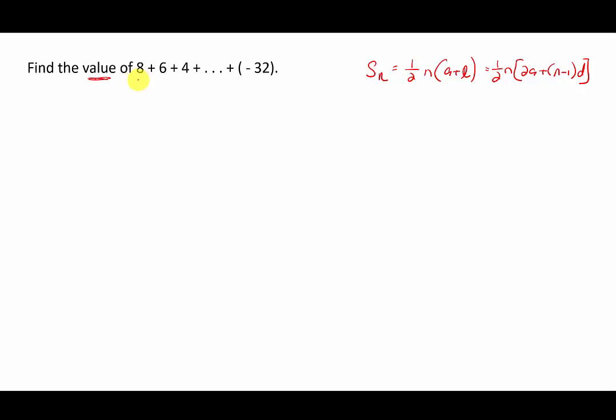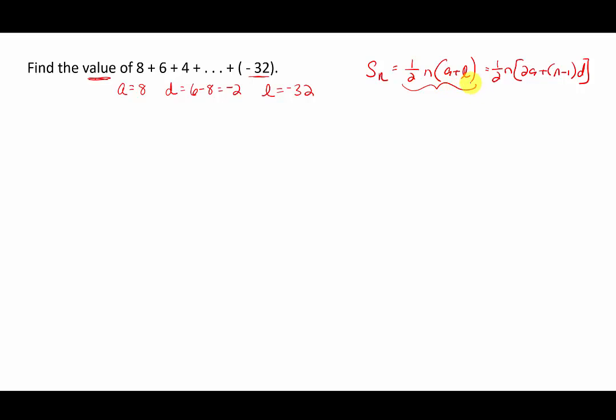In this case, we know that a is 8. We can figure out that d is going to be 6 minus 8, which is negative 2. And because they're asking us to stop here, to find the sum from 8, from our first term to this point, we actually know that our last term is negative 32. So I can use this in this case.